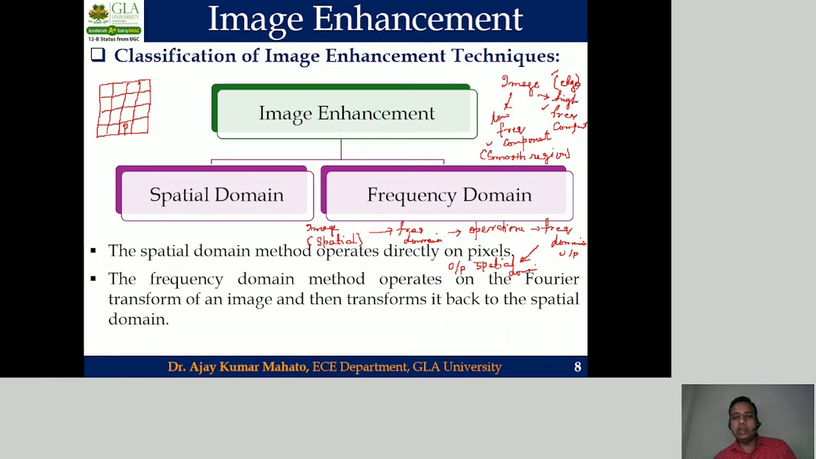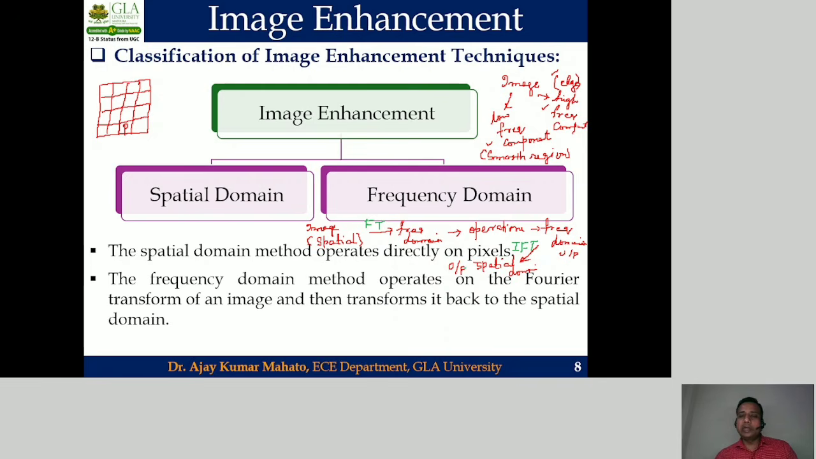So in frequency domain, a digital image which is originally in the spatial domain is first converted into the frequency domain by using a transformation called the Fourier transformation. In frequency domain, we perform our operation and as a result we obtain our frequency domain output. Now from frequency domain, we convert it back into the spatial domain by using a conversion called the inverse Fourier transformation. And as a result we get our final output.